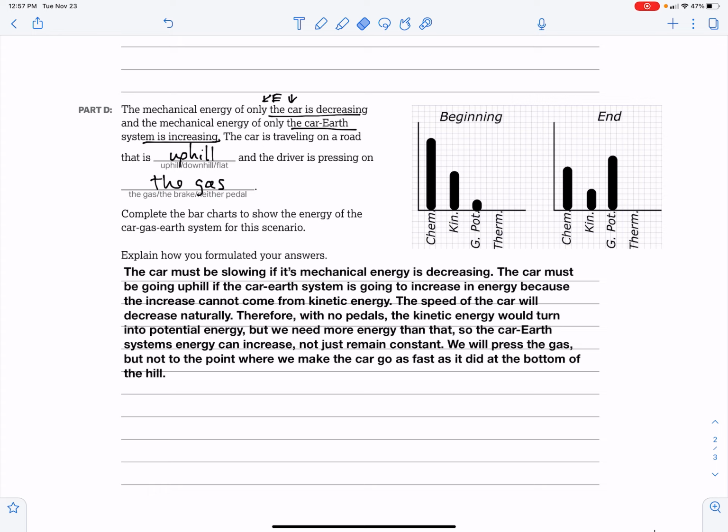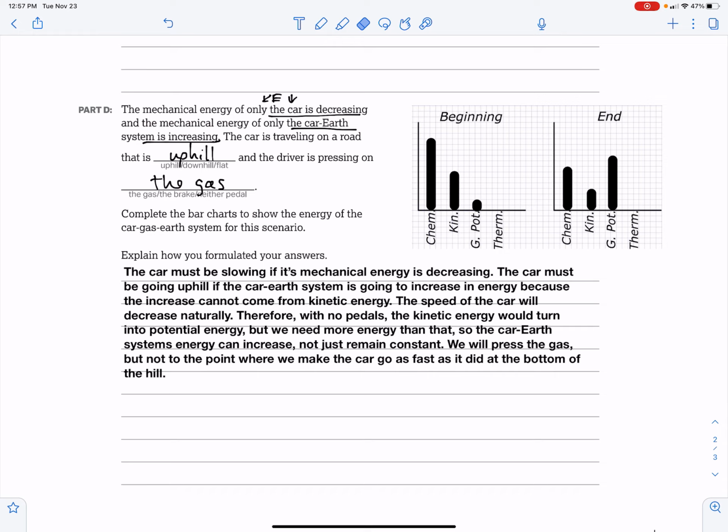Explain how you formulated your answers. Well, the car must be slowing if its mechanical energy is decreasing, meaning the kinetic energy has to be decreasing. The car must be going uphill if the car-Earth system is going to increase in energy, because the increase cannot come from kinetic energy. So it's got to be coming from a rise in gravitational potential energy.